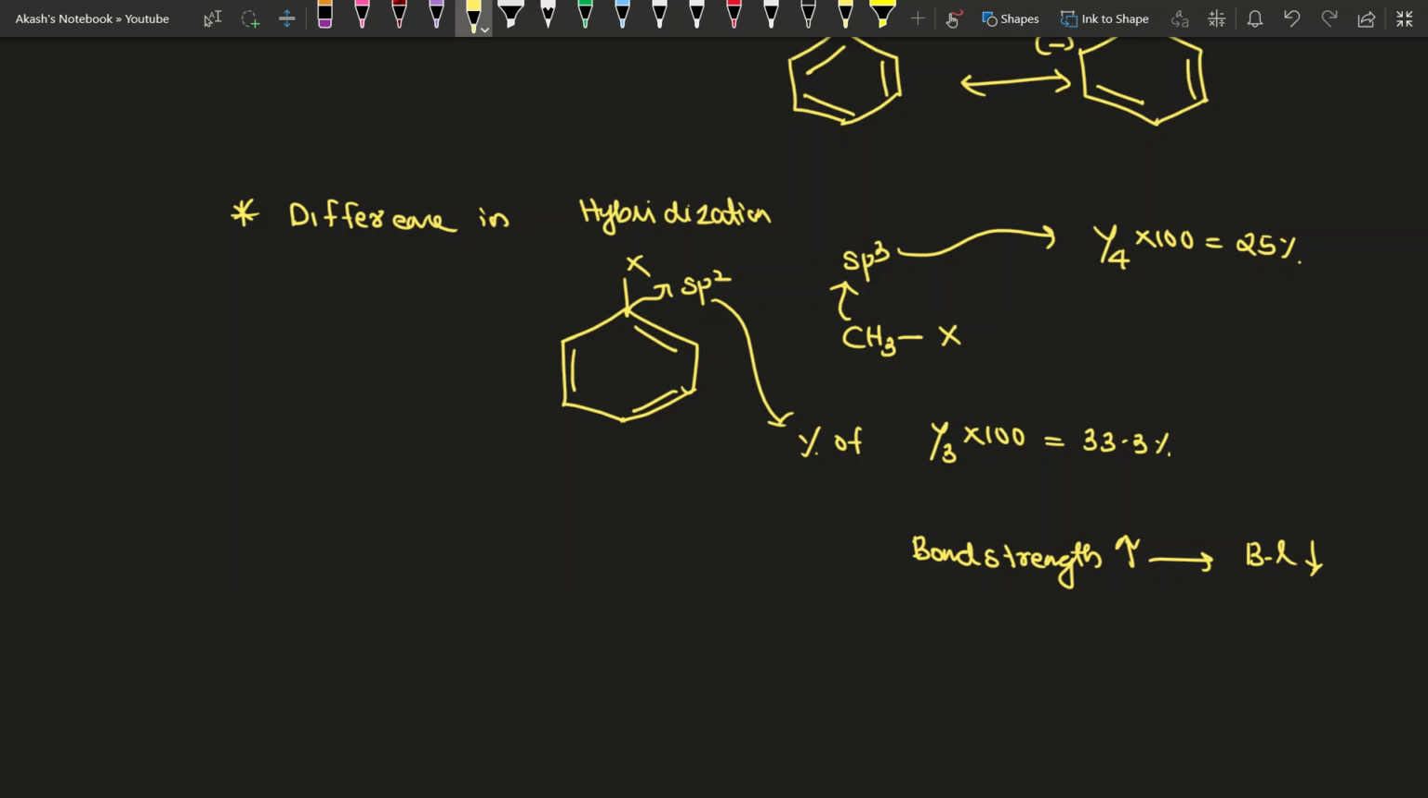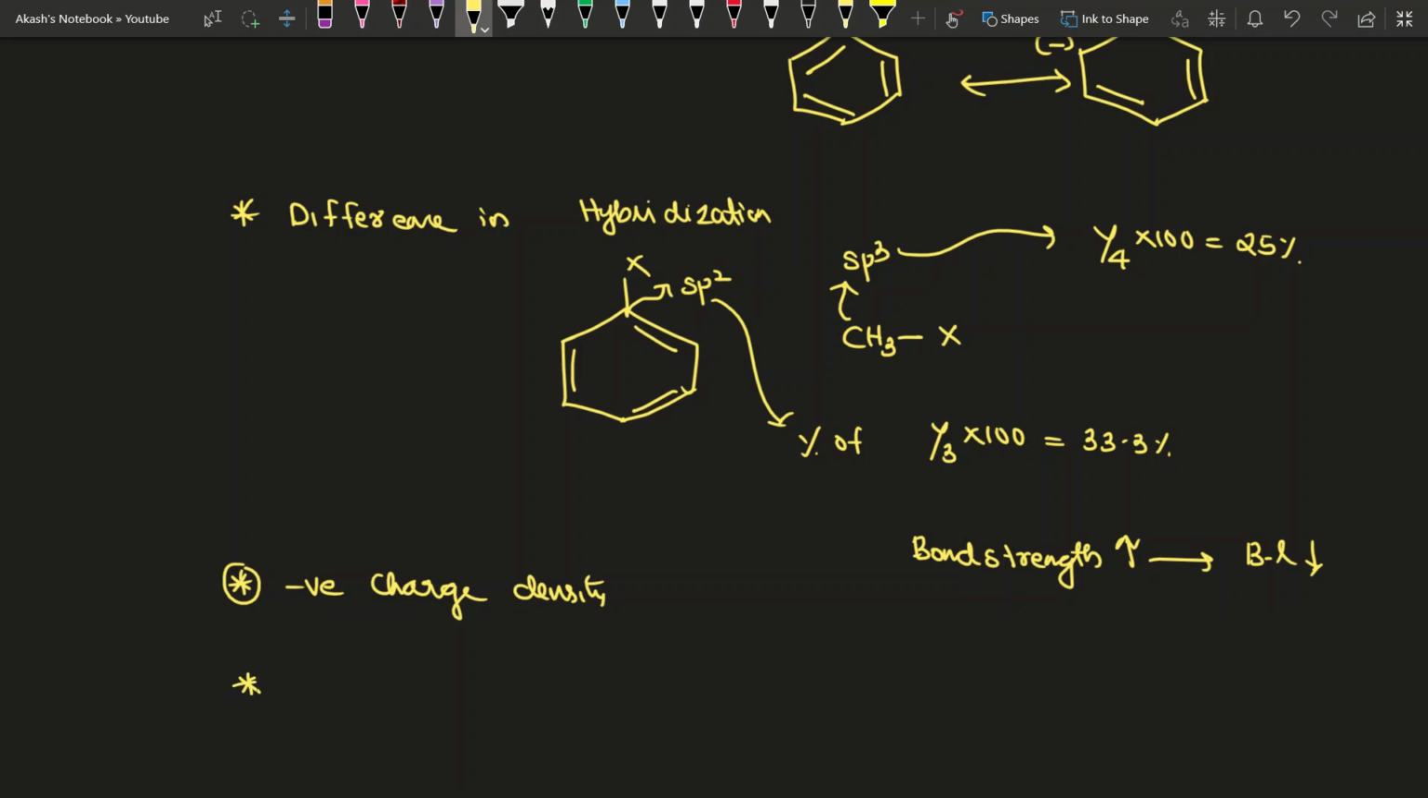Then another thing is that during resonance, we came to understand that negative charge density is generated in the benzene ring, especially at the ortho and para positions. So due to resonance, since more electron charge density is generated at the ortho and para positions in the benzene ring, it will be very difficult for a nucleophile to come and interact with this particular aromatic ring system. That is the third point.